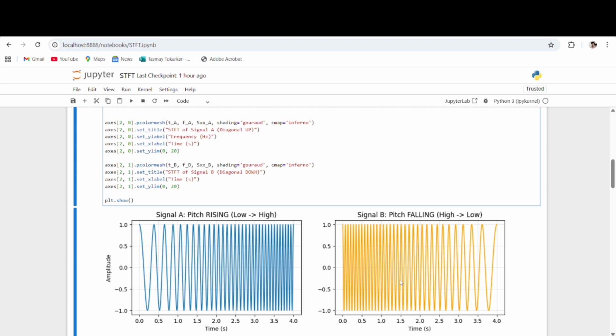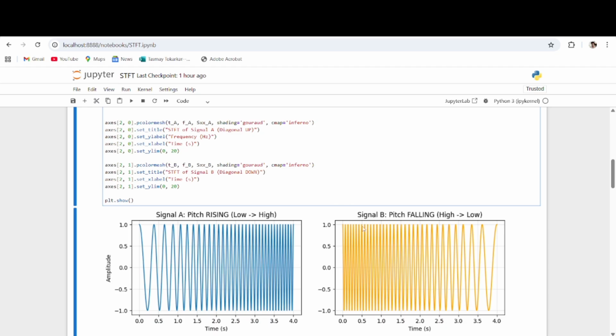Okay, so now just to get a visual picture of what I just explained, I'll be using Jupyter Notebook, that is Python programming, to demonstrate why instead of fast Fourier transform, short time Fourier transform is used for audio fingerprinting. As you can see, we have these two signals, signal A and signal B, which we had taken earlier. Signal A has a low frequency initially, and it gradually increases to a high frequency till 4 seconds. On the contrary, signal B has a high frequency and it gradually reduces till 4 seconds.